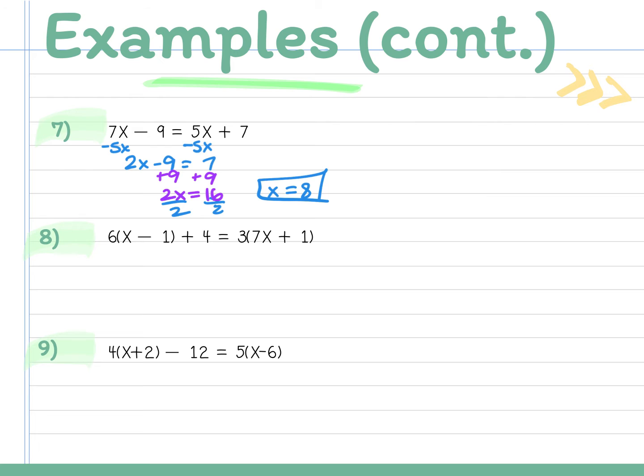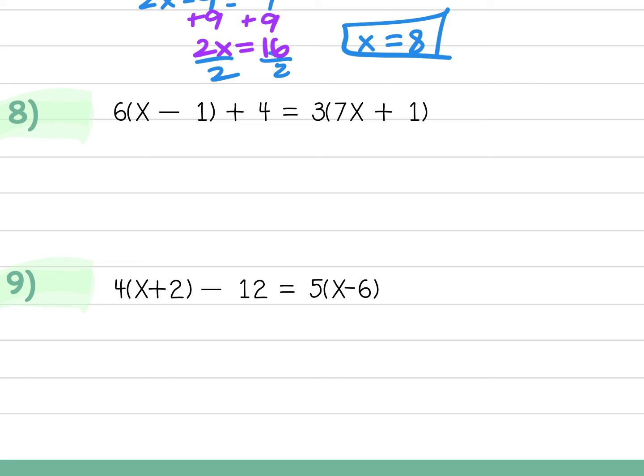Good? Good. All right, then we get to ones with parentheses. So we're using the distributive property here. Every number that's on the outside that's getting multiplied by that parentheses is going to get distributed in. So this becomes 6x minus 6 plus 4 equals, distribute here, 21x plus 3.